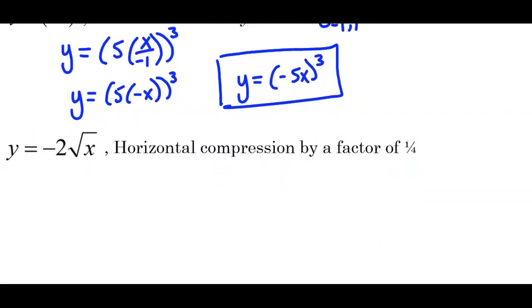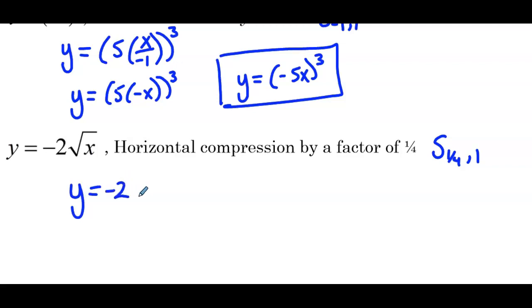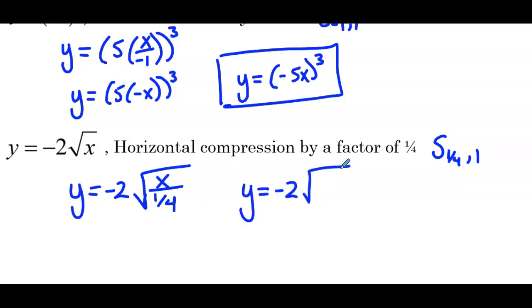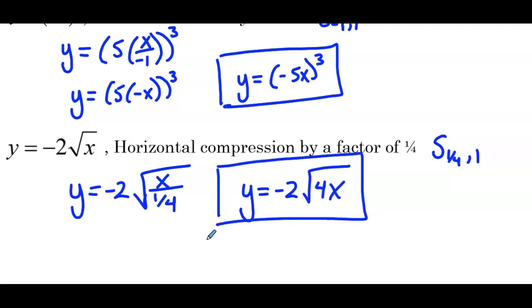Next up, we have y equals -2 times the square root of x, and the transformation is a horizontal compression by a factor of 1/4. So our scale factor is 1/4, 1. Horizontal means it's happening to the x values. So we have y equals -2 square root of, okay, we're going to divide x by 1/4. And we don't like division of a fraction, so we're going to clean that up. y equals -2 times the square root of 4x. And there we have it.